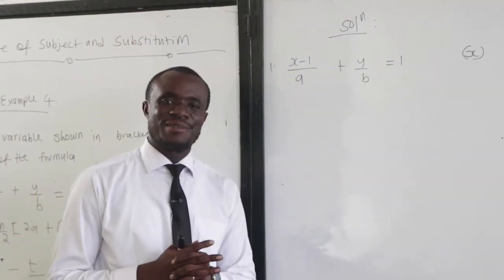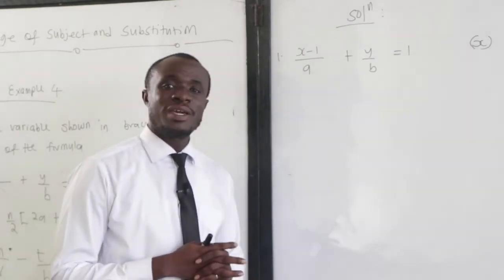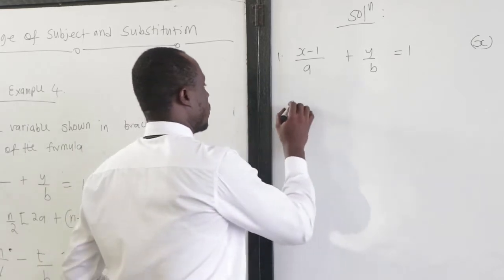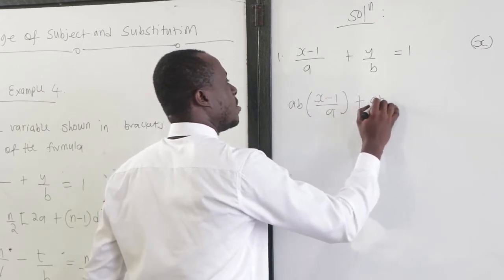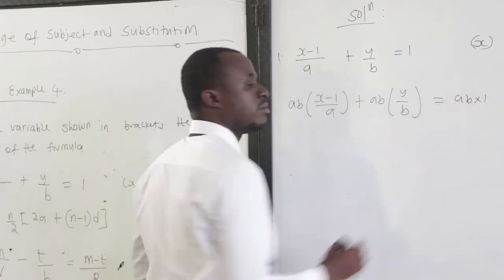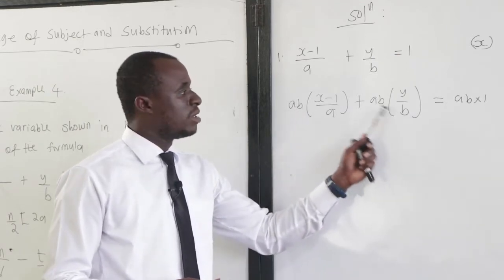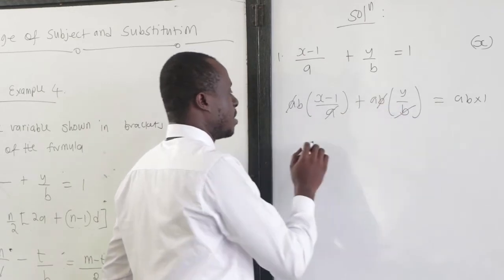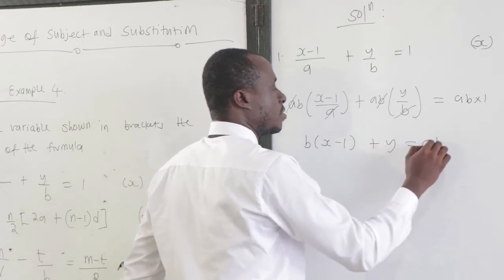Now let's consider this example. It is saying that x minus 1 over a plus y over b equal to 1. We should make x the subject. What's the LCM? The LCM is ab. So here for the first term we have ab all over a, plus ab all over y over b. Then ab times 1. Now clearly what can we see? The a and a will cancel out, the b and b will cancel out. So this is cancelling out that, this b is cancelling out that. So you have b times x minus 1 plus y equal to ab.